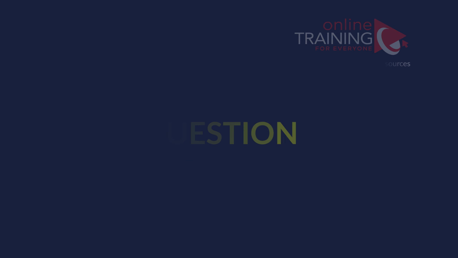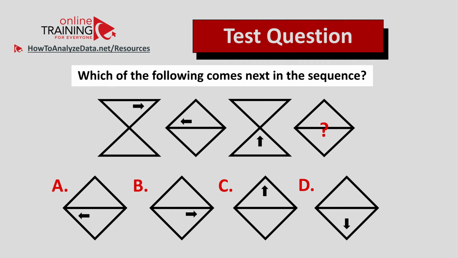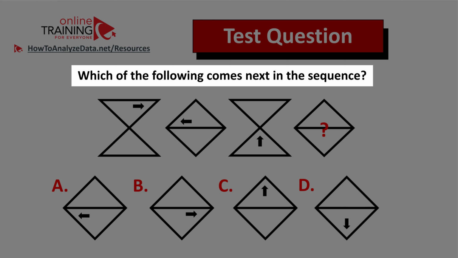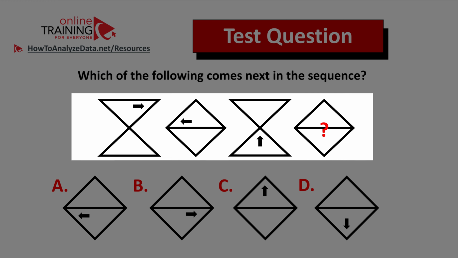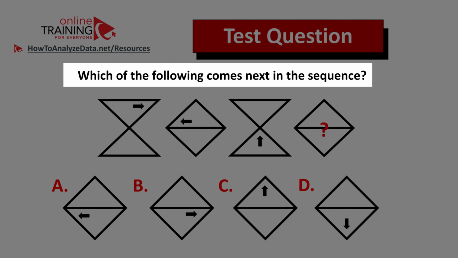Here is a very tricky question which is very unusual compared to the others. But once you know the pattern, it is very easy to solve. Here is the question. Which of the following comes next in the sequence? You're presented with a sequence of 4 items, and you need to determine the arrow's location for item number 4. You have 4 different choices: A, B, C, and D.